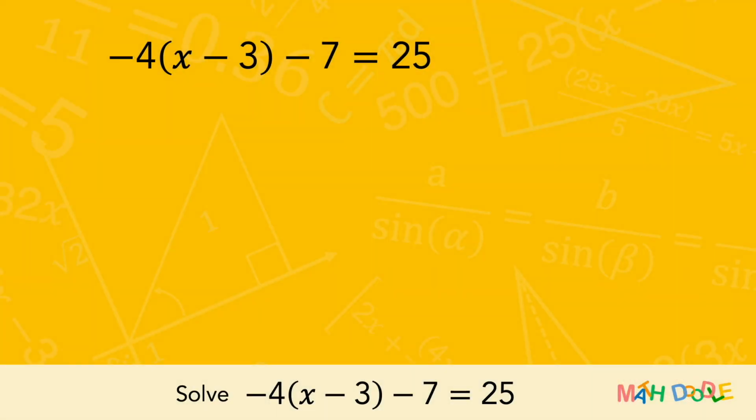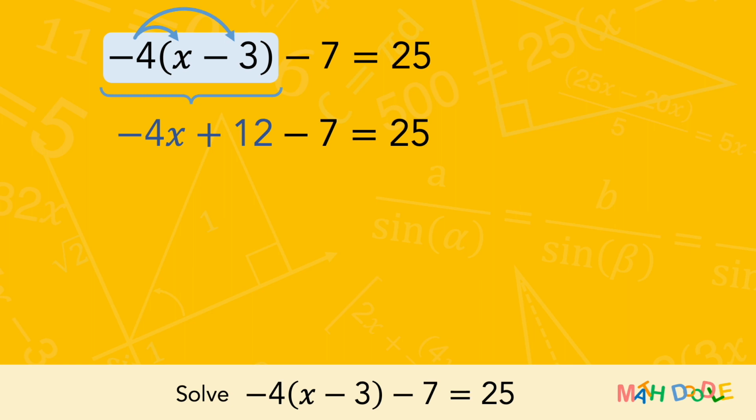To solve this equation, let's first remove the parentheses by multiplying each of x and minus 3 by minus 4. Then, let's combine like terms on the left side of the equation. In other words, we are going to combine the terms without x.